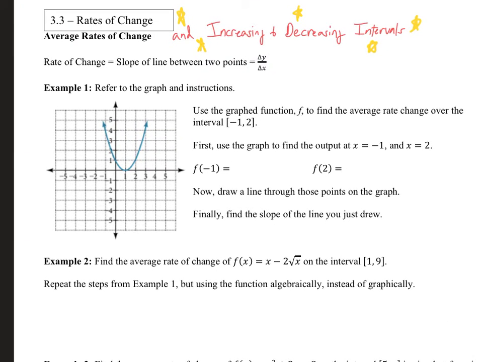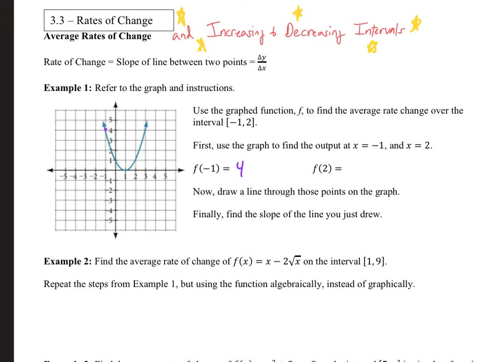So when using a graph, it's asking us to find the average rate of change over the interval from -1 to 2, right? So these are our x values. The first thing we want to do is think about what's the output for each x value. So when I plug in -1, what do I get? What is f of -1? Remember how you do that? You go to where x is -1, since that's our input, and then we go to where the graph is at that input. So this function has an output of 4 when the input is -1.